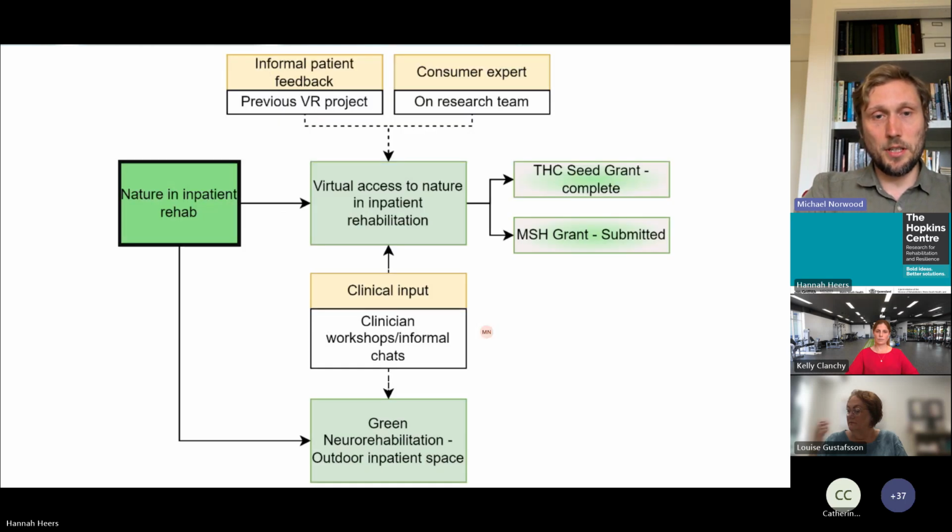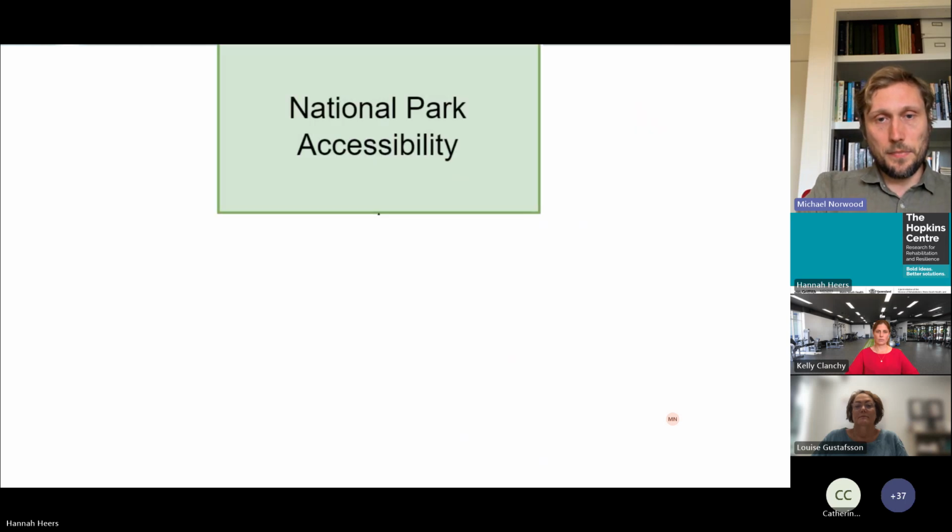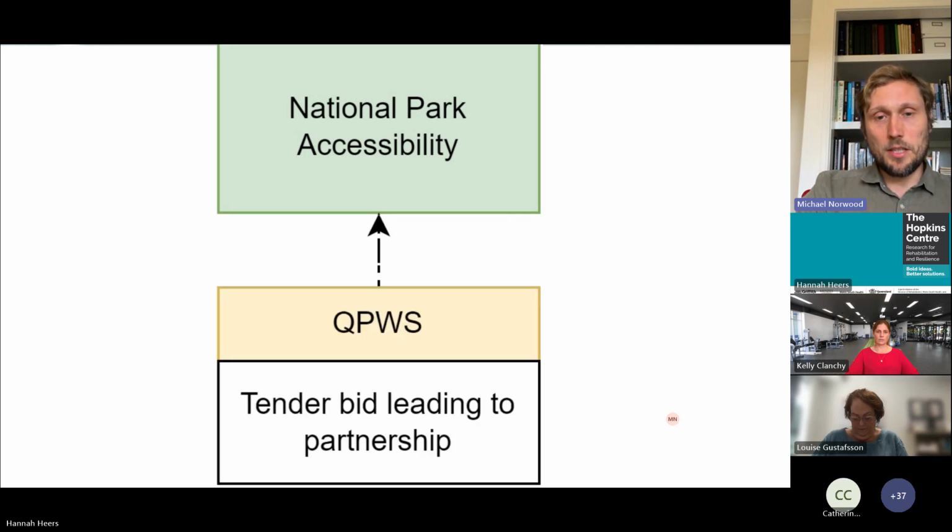So you can see the neat little journey here. Nature and inpatient rehab leading to those two projects. So we've got the review of nature and inpatient rehab. We've then got the virtual access to nature, which led to a seed grant, which we've completed, and a submitted Metro South Health grant. The final project that's come from those initial workshops was National Park Accessibility. This came from a tender from Queensland Parks and Wildlife Service. We put in a bid, and we're hoping to start work around this national park accessibility.